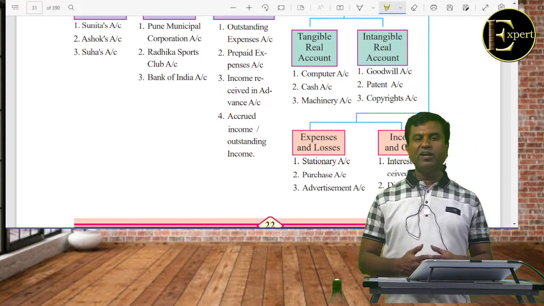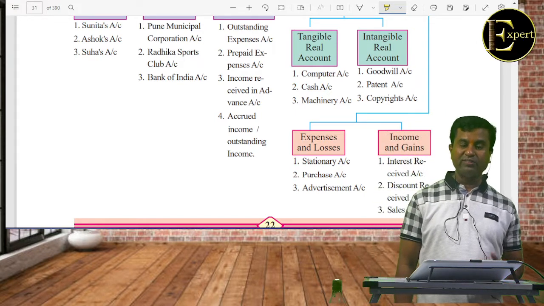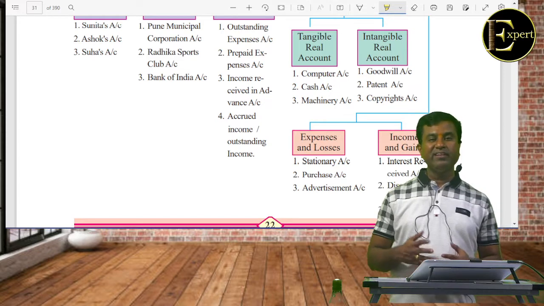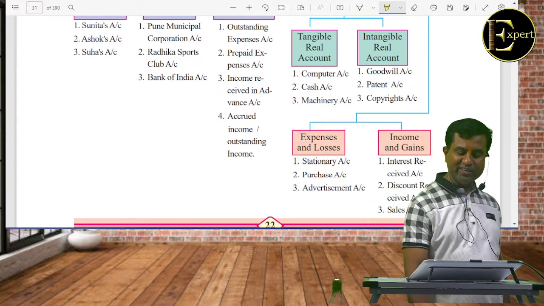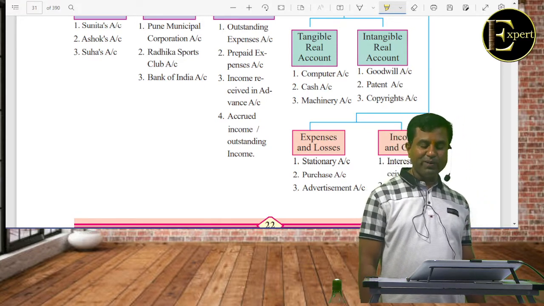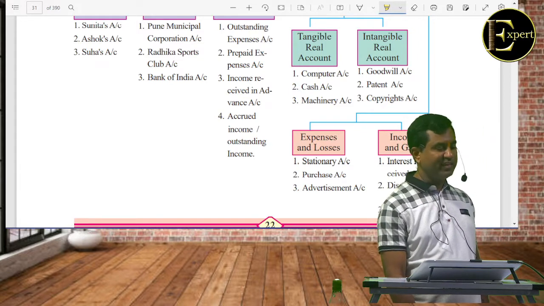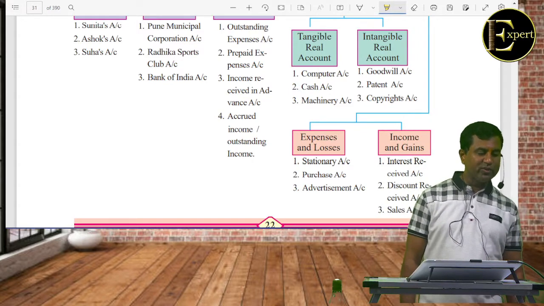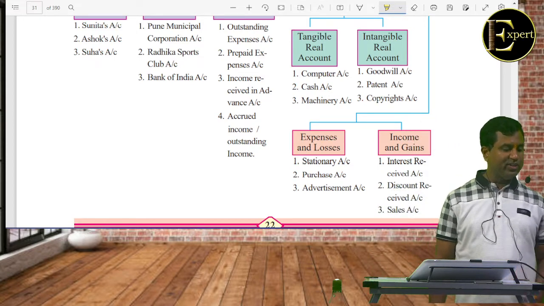So all expenses and losses and income and gains are nothing but nominal accounts. These are all nominal accounts. And all assets are real accounts, whether tangible or intangible, such as computer, cash and machinery given in tangible, and goodwill, patent, copyright, trademark given in intangible. But we can always conclude that all assets are real accounts and all expenses, losses, income and gains are nominal accounts, which you can see on the screen here.